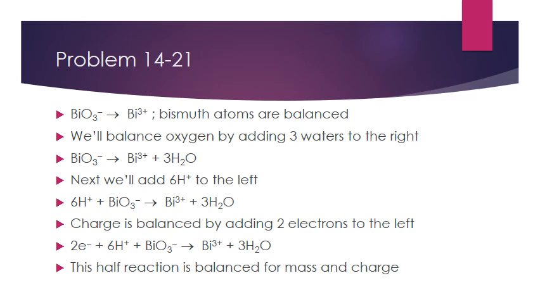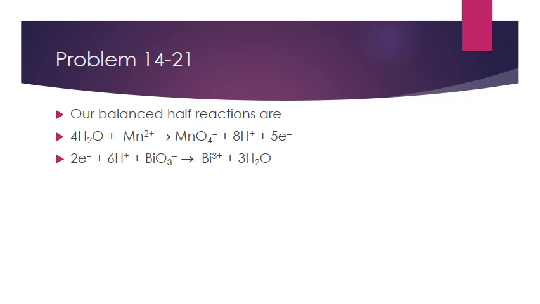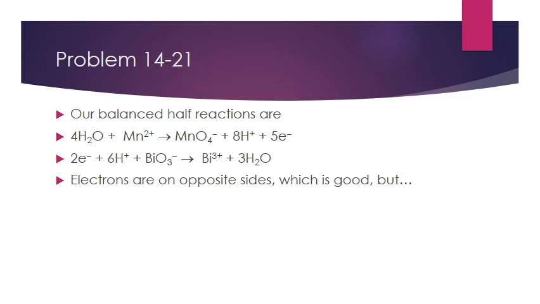Check our mass and charge. 6 hydrogens on the left, 6 on the right. 3 oxygens on the left, 3 oxygens on the right. We have a +3 on the left, +3 on the right. We're done with this half reaction anyway. So there are our balanced half reactions.